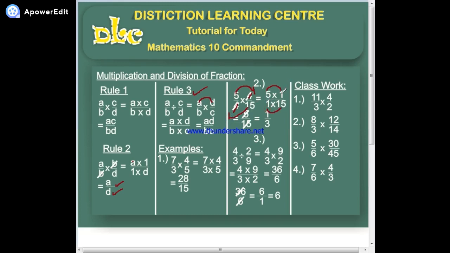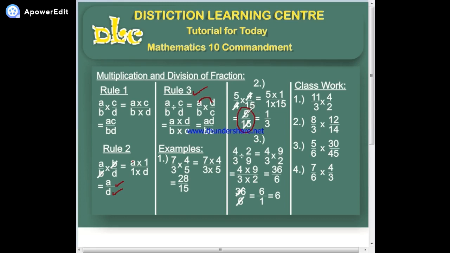Now, if you simplify this, it will give you 5 times 1, that is 5, and 1 times 15, that is 15. So, that is how we arrive at 5 over 15. And if you look at this 5 over 15, you can still simplify it. Are you getting it?